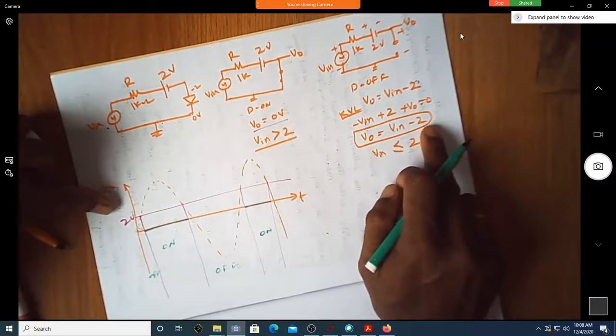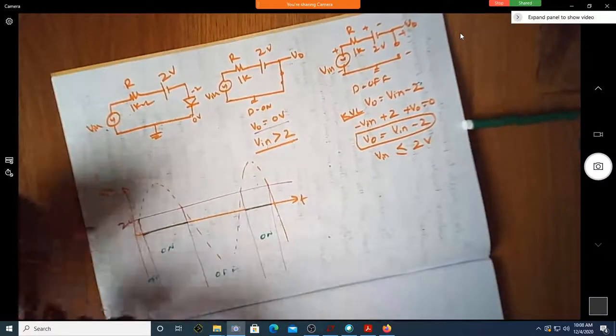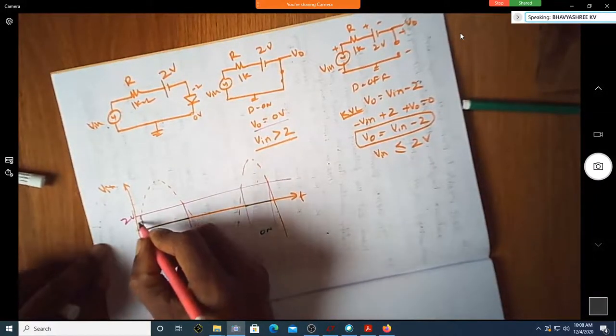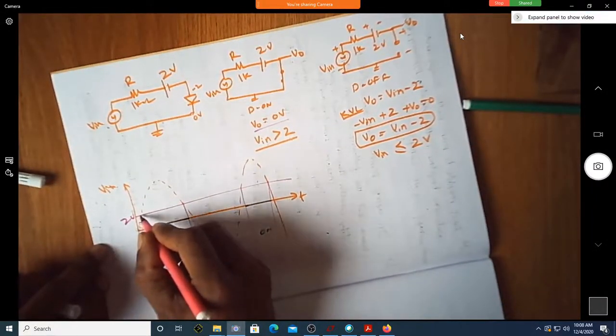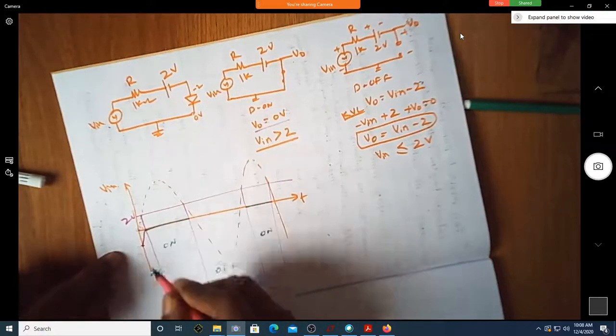V naught is 0 minus 2, which is minus 2 volts. So when the input is 0, the output is at minus 2. When the input is 1, the output is at minus 1. When the input is 2, the output is 0. Will it go like this? Yes, sir.